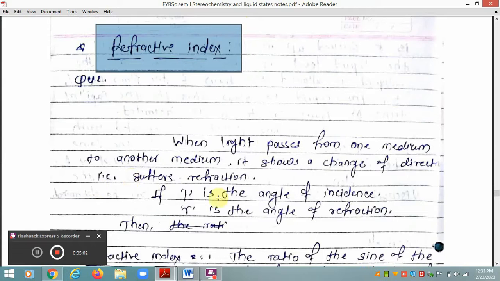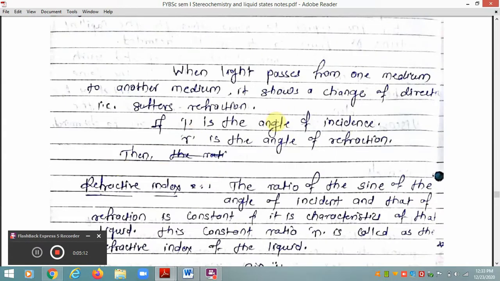Generally, it is observed that when light passes from one medium to another medium, it shows a change in direction. This change in direction of passing is called refraction. So whenever light passes from one medium to another medium, it shows a change in direction called refraction.